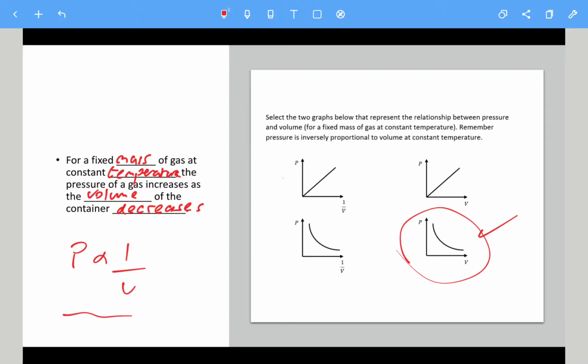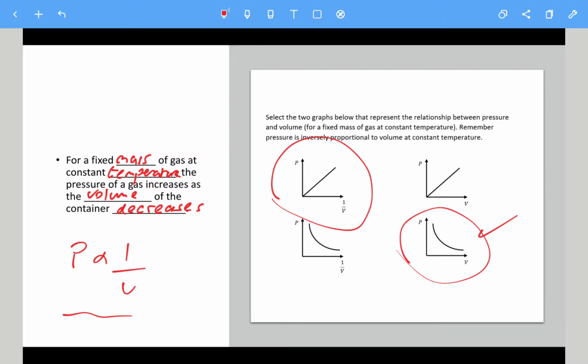Now the other graph, if we did pressure and put it against 1 over V, that's also correct. So in your exam, if you're asked anything like that, they're the graphs. If you're good mathematically, that should be very apparent anyway.